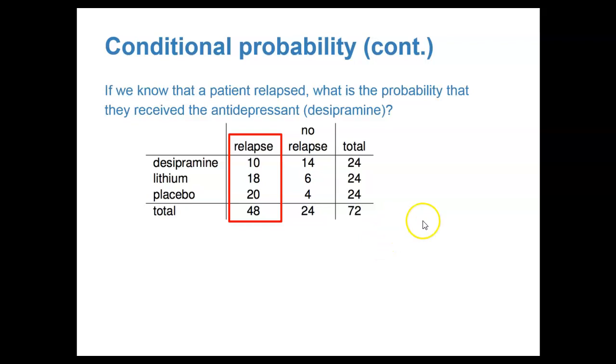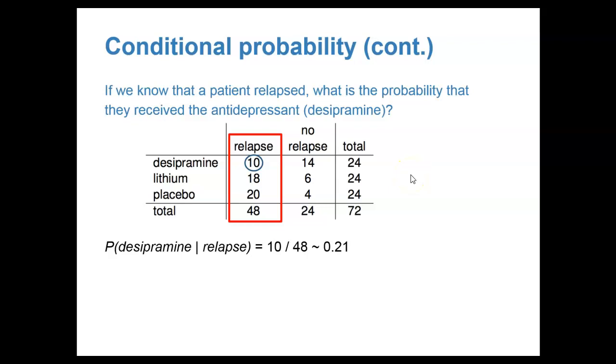Well, we take a look at how many patients used desipramine in the relapse column. There were 10 of them, and we see that that's going to be out of the total of 48. So the probability that someone was treated with desipramine, given that they relapsed, is 10 out of 48, or 21 hundredths, or approximately 21%. And again, I just want to point out how much easier that is to calculate that conditional probability from the contingency table compared with what we did using the formula.